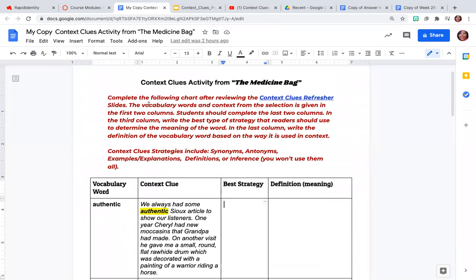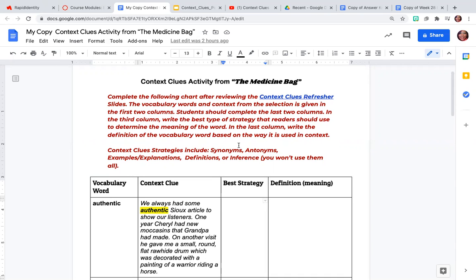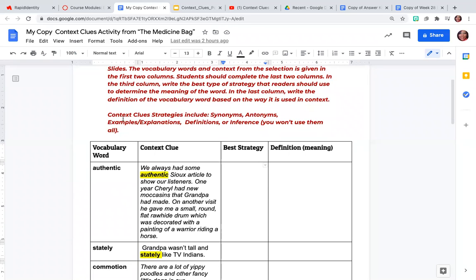The directions say, complete the following chart after reviewing the context clues refresher slides, or you can watch the video. The vocabulary words in context from the selection are given in the first two columns. Students should complete the last two columns. In the third column, write the best type of strategy. Remember those strategies that we had. Is it a definition? Is it synonyms, explanations, etc.? That readers should use to determine the meaning of the word. In the last column, you write the definition of the vocabulary word based on the way it is used in the context. Context clues strategies include synonyms, antonyms, example, explanation, definition, or inference. You won't use them all. You may use some or you may use all.